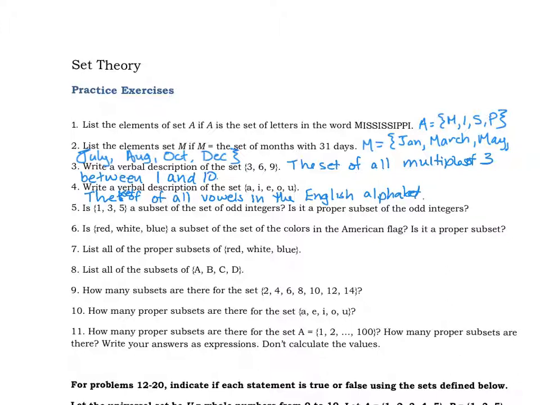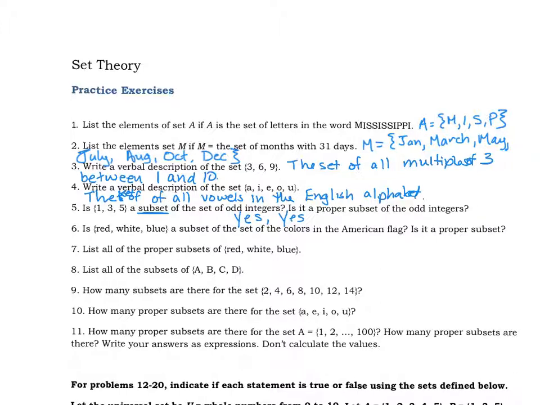Okay, then they ask on number 5, is a set with elements 1, 3, and 5 a subset? Remember, a subset means that 1 and 3 and 5 have to be elements of the set they're talking about. So is it a subset of the set of odd integers? Well, since 1, 3, and 5 are odd, we can say yes. And we can say that it's proper because 1, 3, and 5 are not all of the odd integers. So yes.